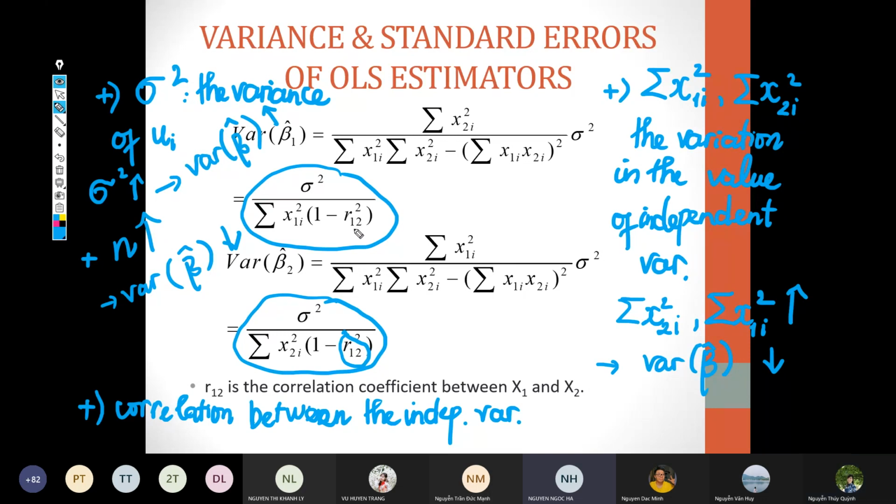What about when it increases and is close to 1 or equal to 1? When it increases above 0, the variance of beta hat also increases. And what happens when it equals 1? It is perfect correlation. If this is equal to 1, we will have 0 in the denominator, right?